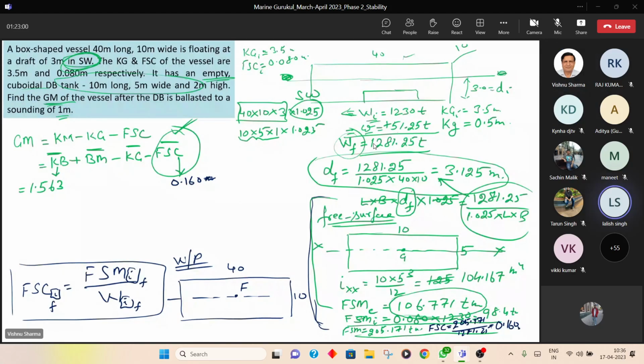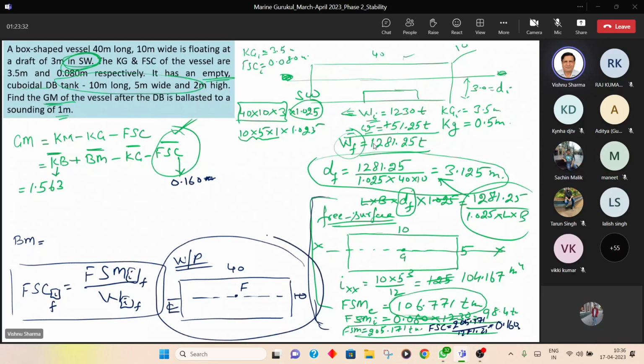Correct. And what is the formula for BM? You draw an axis through the center of flotation. Geometric center of the water plane will be the center of flotation. Correct, guys? So this axis will be the center line. Correct? So the BM of the vessel, how much will be the BM? BMT will be I of the water plane about the center line.